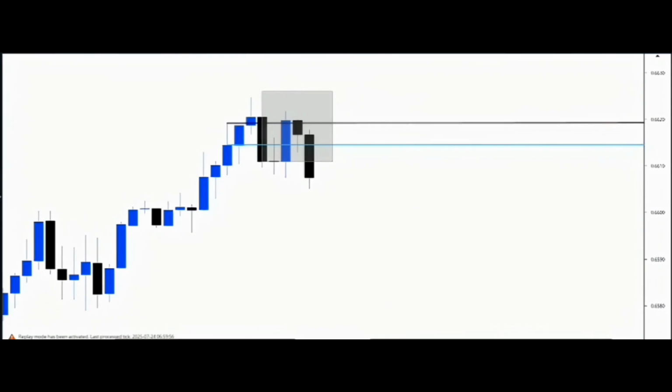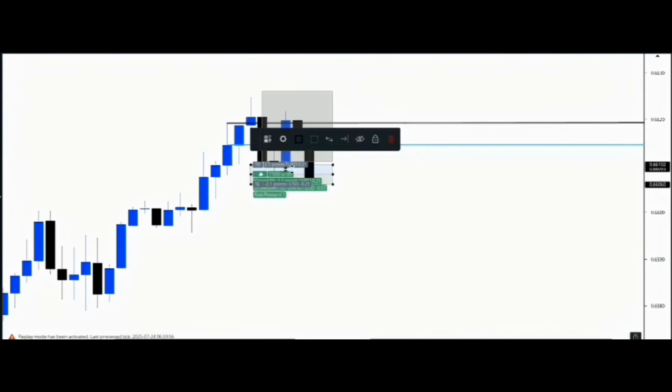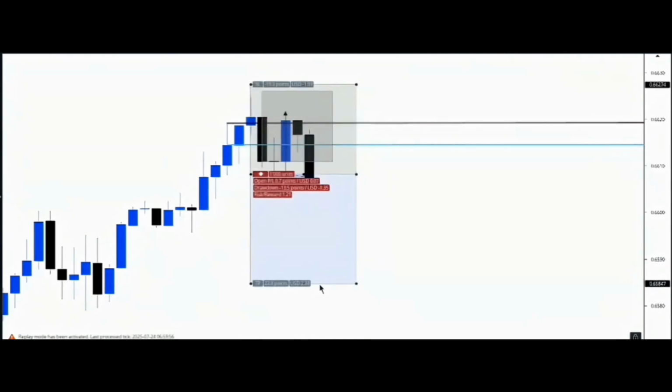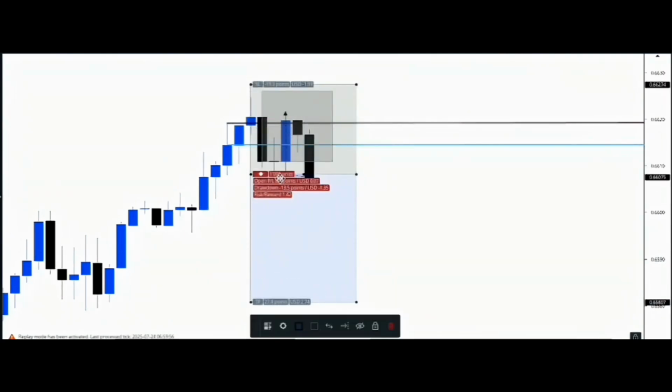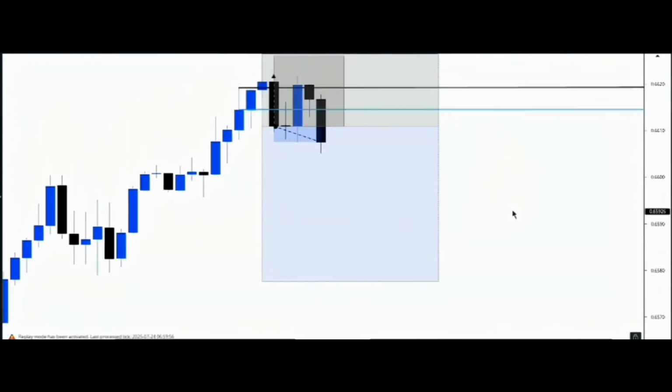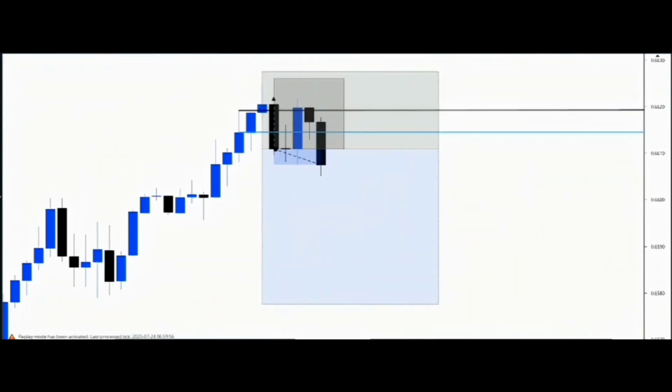Remember, this is not bulletproof, but it has a high win rate. So we can actually frame our trade from here. We want to go short, stop loss just above, and TP, go for 1 to 2. All right, so we continue to advance price and see what happens.